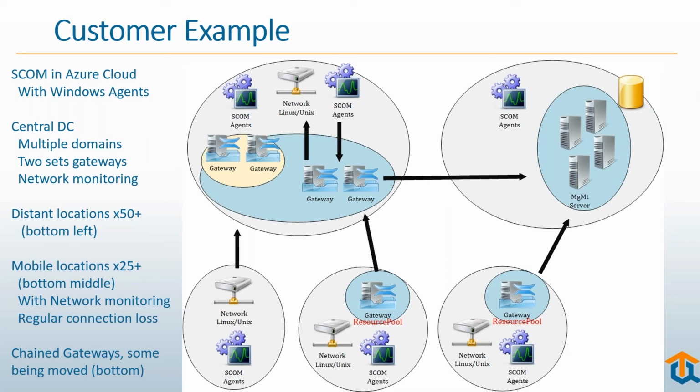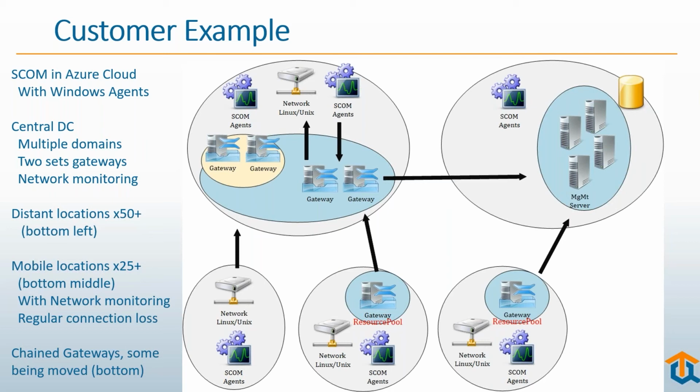Now in the middle bottom, we see mobile locations. We actually had over 25 of them. I just put 25 plus there. They needed to have network monitoring. They had regular connection losses because they were very mobile. This is the reason why we put the gateway in there, so we could cache the data, keep the data flowing, and keep the monitoring of network devices going. And once the line came back up, we could use the chained gateway scenario to move everything up to the central data center side to the gateway sitting over there.